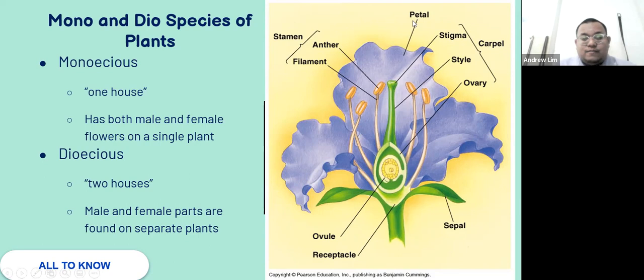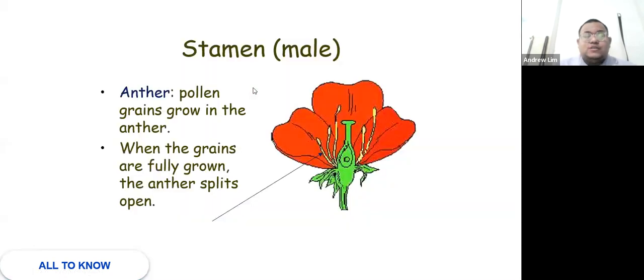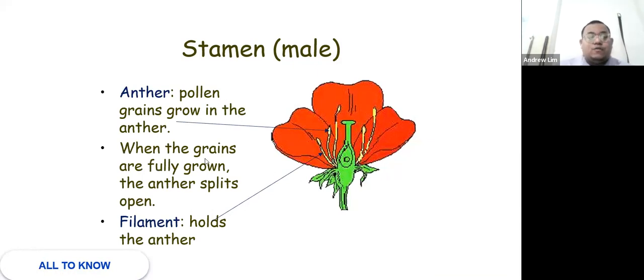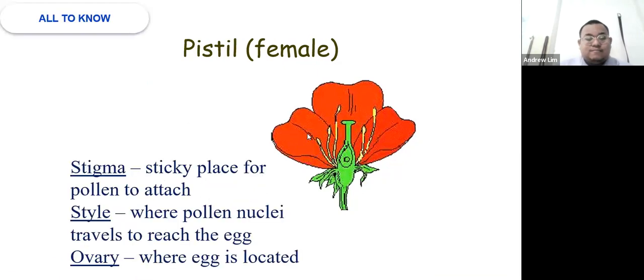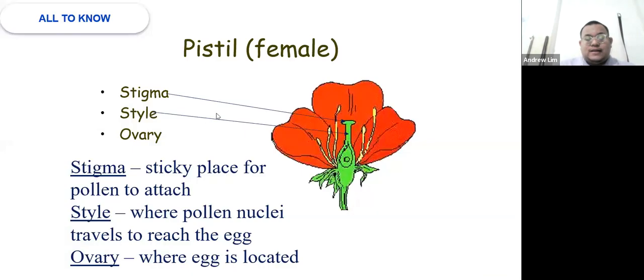So let's carry on. As mentioned just now, with this particular feature here, the pollen grain will grow in the anther. When the grains are fully grown, it will split open and allow the wind or insects to carry it to a female flower. All right, next. The stigma is the sticky place for the pollen to attach to. You can see that there is the stigma here, the style here, and the ovary here. All right, next.